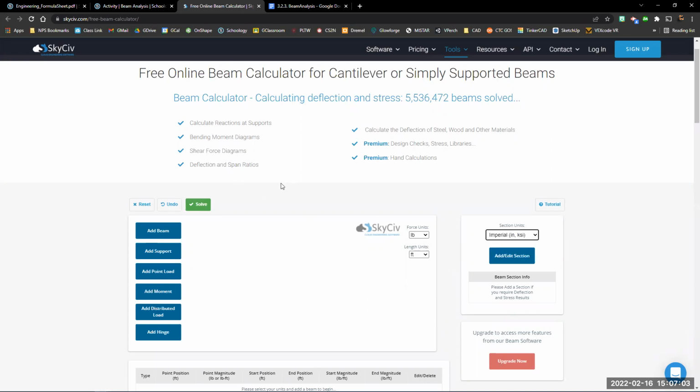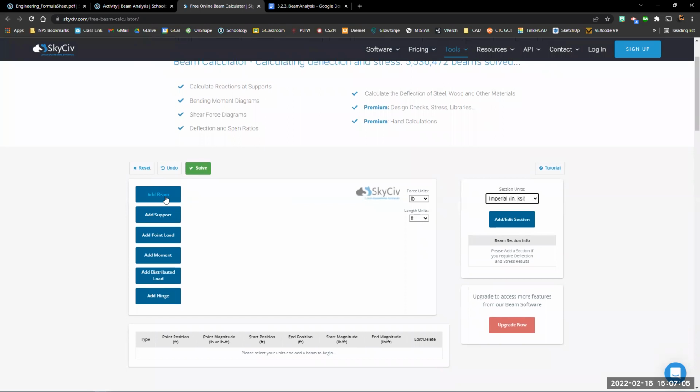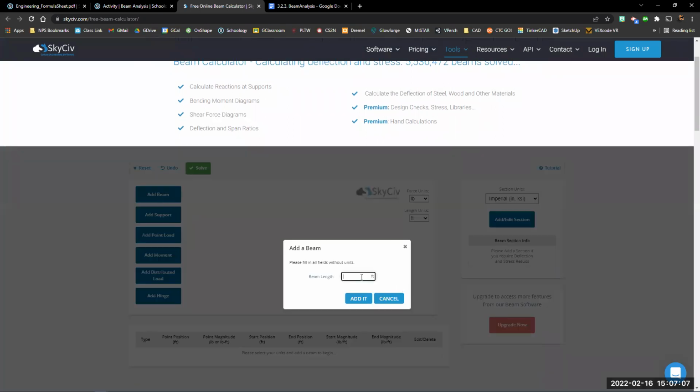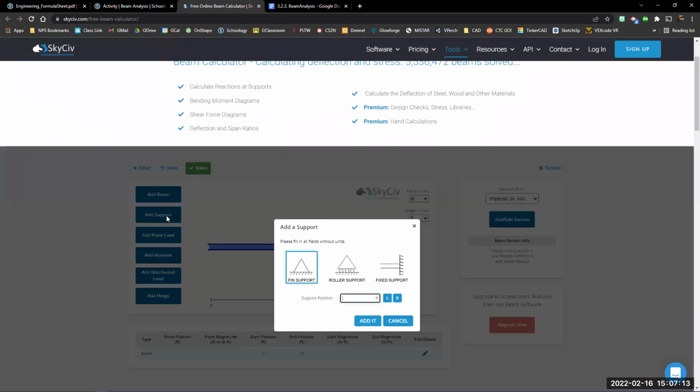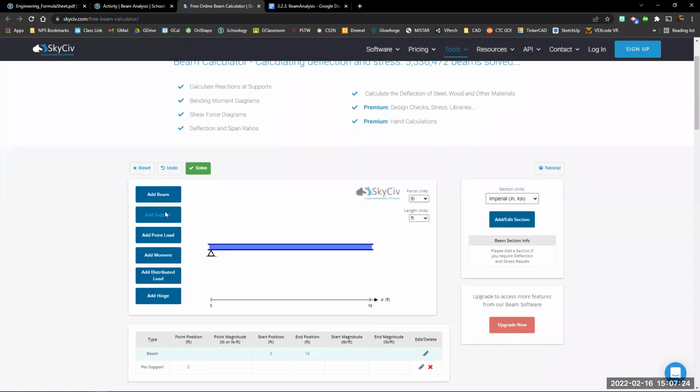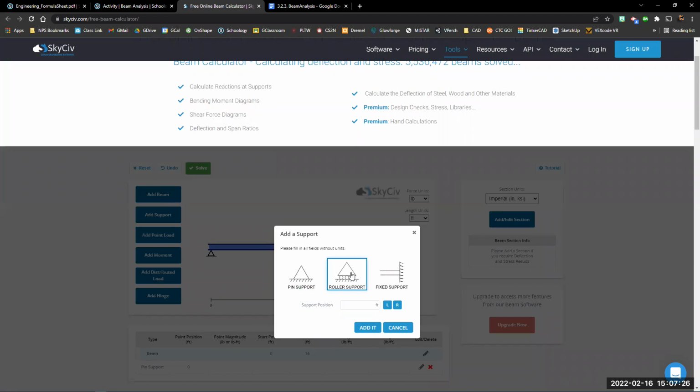All right, so how do we use this software? First off, we come over here to add beam. The beam length, remember, was 16, so I'm going to type that in. I've got a beam 16 feet long. I'm going to add some supports. On one side, I have a pin support, so I'm going to choose pin support and put that at 0 feet, right on the left-hand side. I'm also going to add a support. Remember, these are all simple beams, so it's going to be a roller support at the other end.